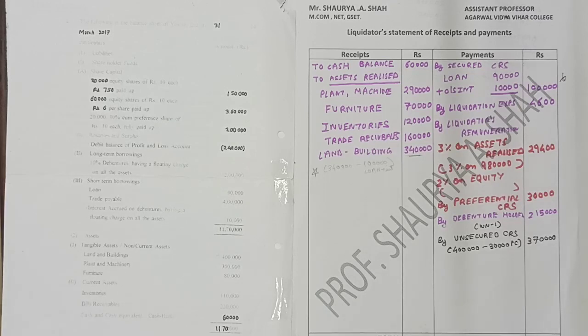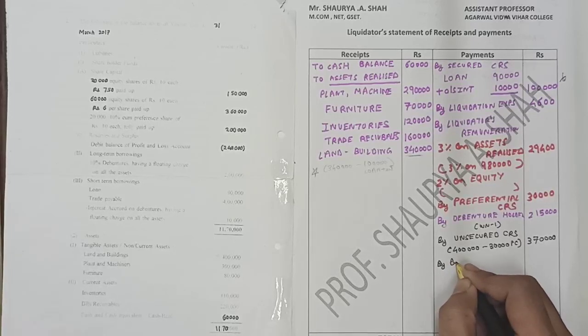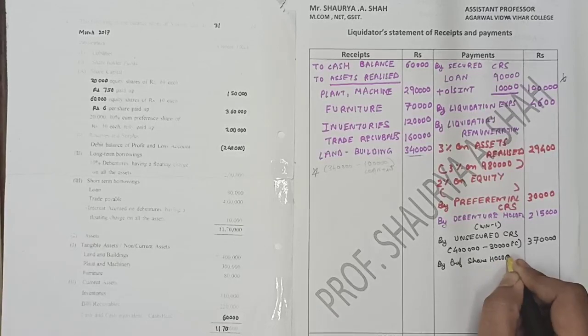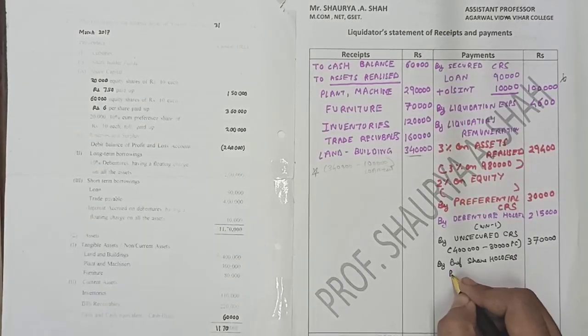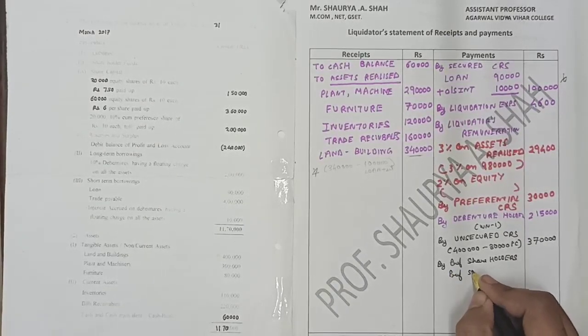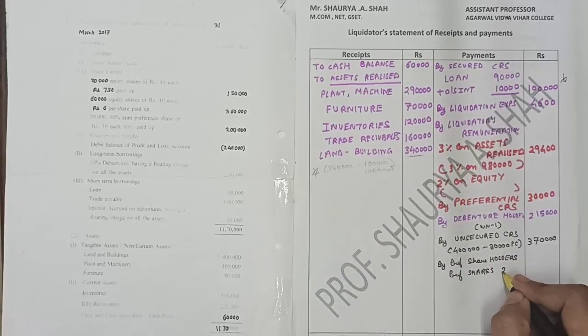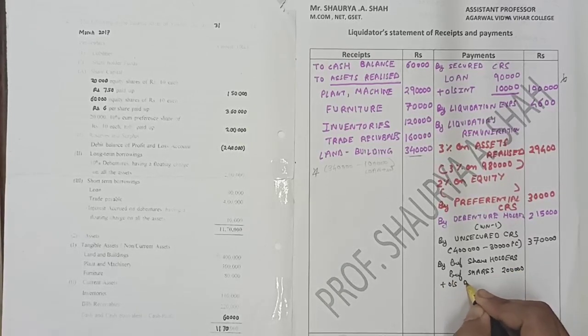Now after paying to unsecured creditors, we always pay to the remaining shareholders, that is preference and equity shareholder, right? So we'll first pay to preference shareholders. Please write down by preference shareholders. By preference shareholders, in that you need to pay two things, right? When we discuss the sum we saw, first is preference shares. The amount is 2 lakh rupees plus outstanding dividend.